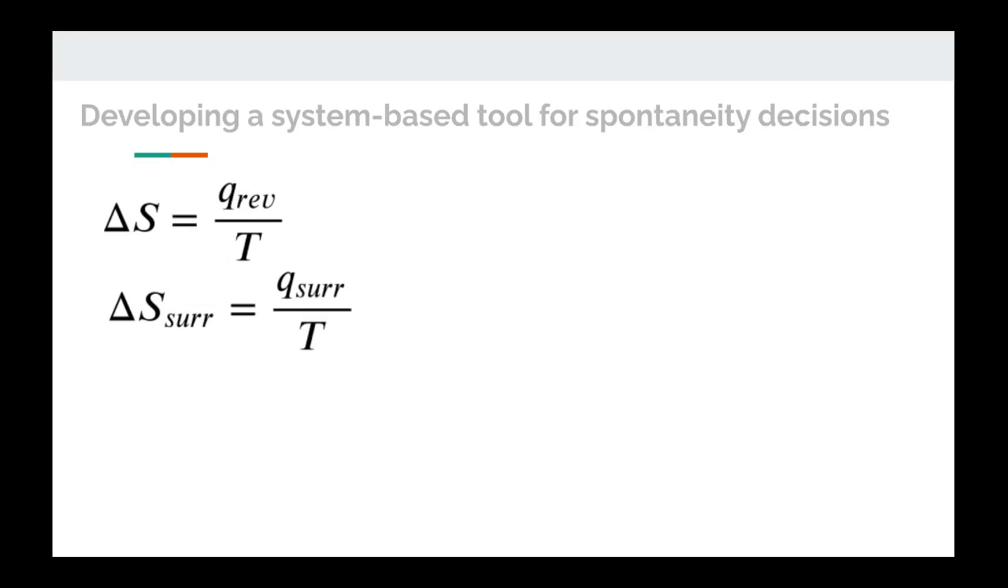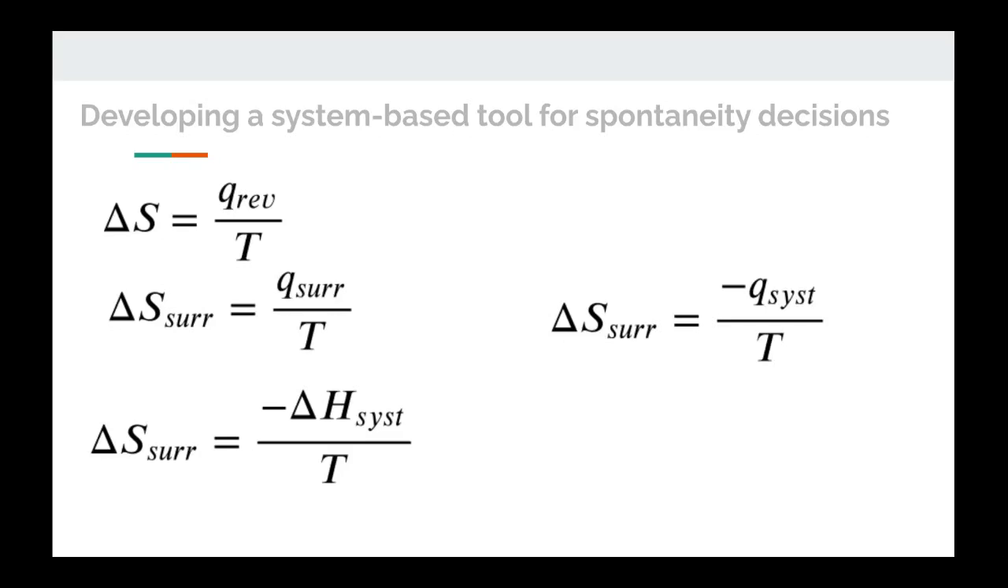Because delta S is equal to Q over T, that means delta S for the surroundings is equal to Q for the surroundings divided by T. But because Q for the surroundings is going to be the exact opposite of Q for the system, because the system and the surroundings make up the entire universe, that means delta S for the surroundings is negative Q for the system divided by T. But Q for the system is delta H for the system, so the entropy change for the surroundings is equal to the negative of the enthalpy change for the system divided by T.